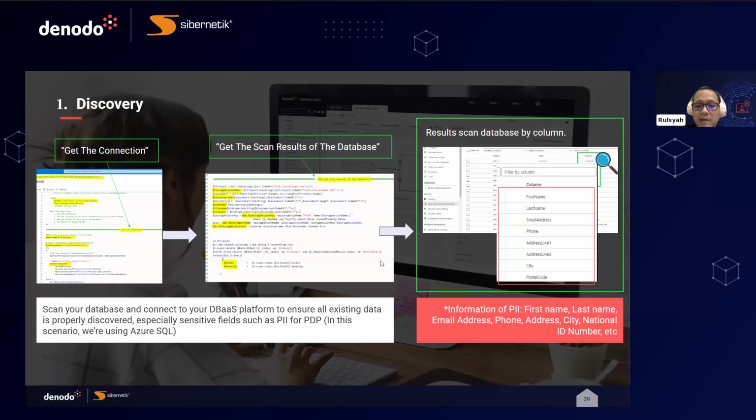So for discovery, we scan the database and connect that to our data platform. In this scenario, on this screen, we use the Azure SQL user interface. We identify the existing data assets, and then we get the schema, the tables, and the column information. We scan that information, and then we detect which are the sensitive data fields. Here we have detected first name, last name, email address, phone number, and more. We categorize these as PII, personally identifiable information, based on the PDP law and PDP compliance standards.